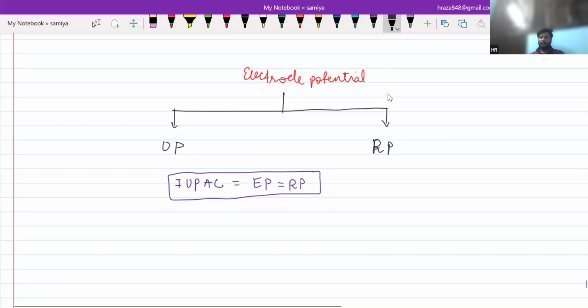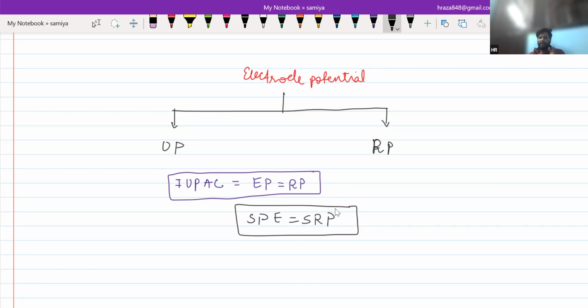Is that clear, everyone? Whenever it is about finding electrode potential, we need to calculate a reduction potential. And if it is talking about a standard electrode potential, that means a standard reduction potential. So it is easy to understand that reduction potential is equal to electrode potential, or a standard reduction potential is equal to a standard electrode potential.